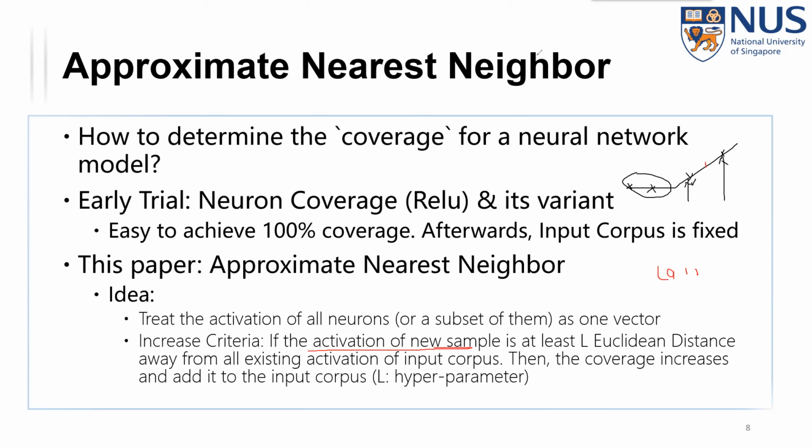I assume they're both binary. You can see with 25 samples we can achieve 100% coverage. No, I mean the early trials. Actually, they are not using the early trial. So that one is not used, but they're used based on early trial.